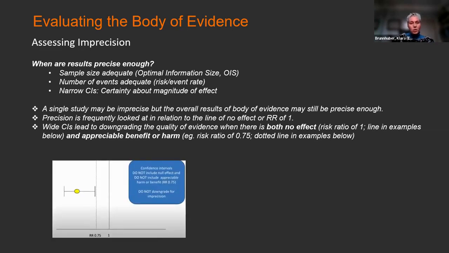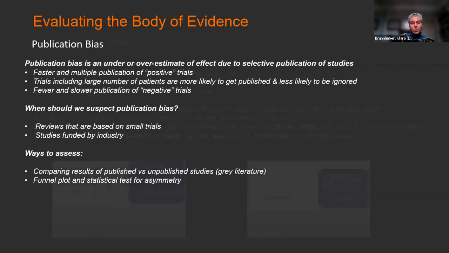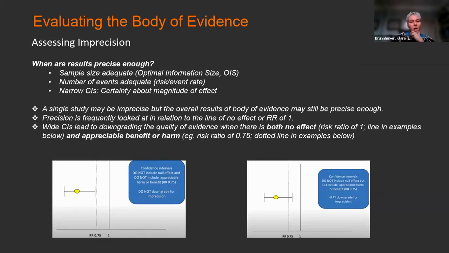What is very important, of course, here is the line of no effect, which in this case is 1, but also where was it? The appreciable benefit or harm. So this is what really matters in terms of benefit or harm. So this is where it comes back to that clinically meaningful results. So, you need to look at what is a no result, but what is also a meaningful result before you determine, is this something that is precise or not precise?